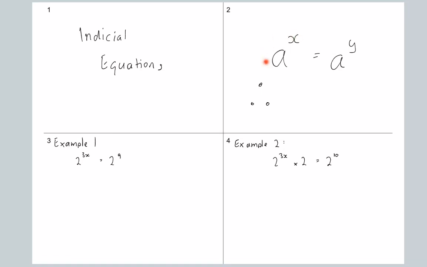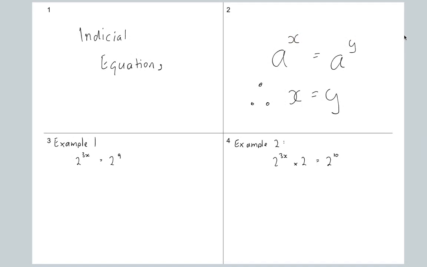Over here we have a to the power of x equals a to the power of y. So when we have this situation, we should be able to conclude that x is equal to y. So indicial equations work on this basis. Now notice that we have a very specific set of circumstances. We have a base raised to a power equal to a base raised to a power, and it's the same base. And it's only then can we conclude that the powers must be equal. And that's just a matter of common sense, I think.